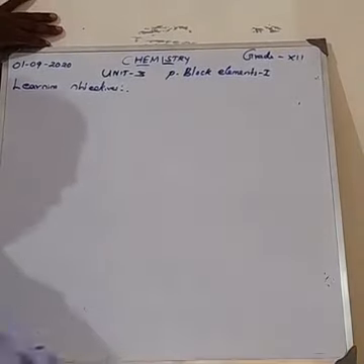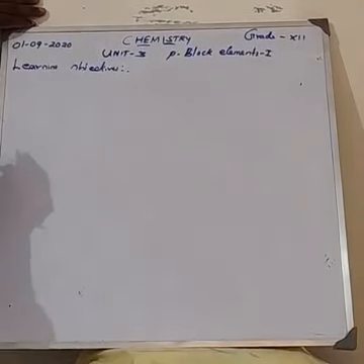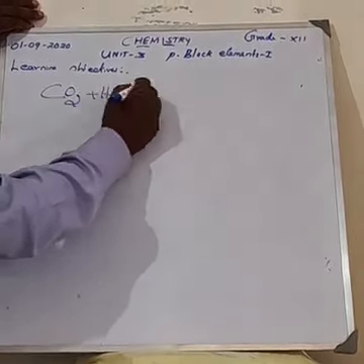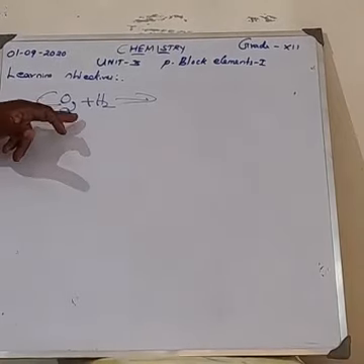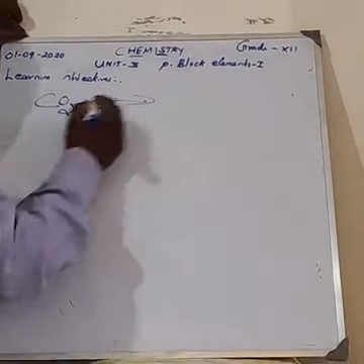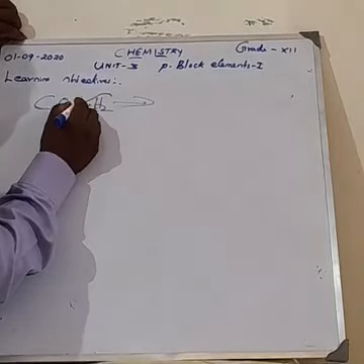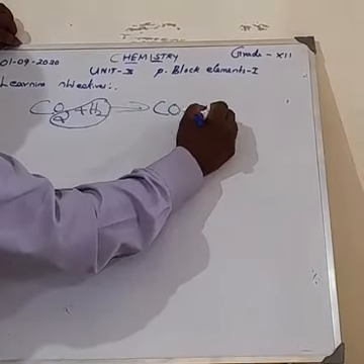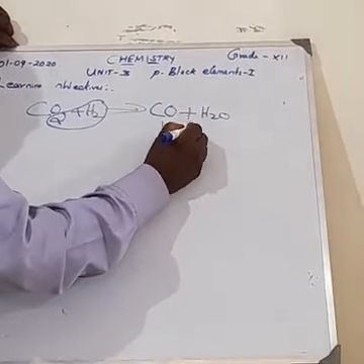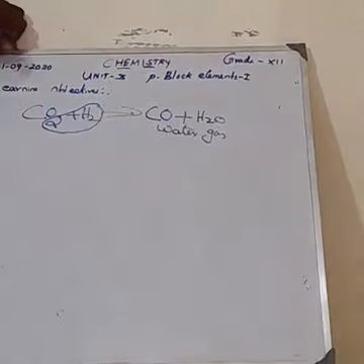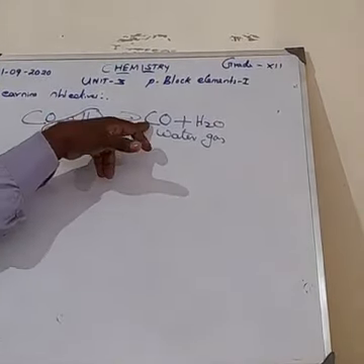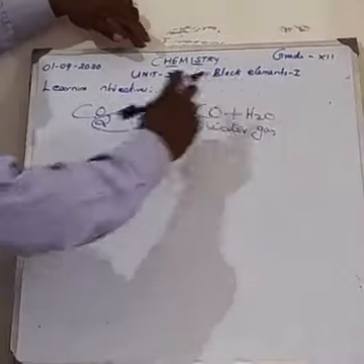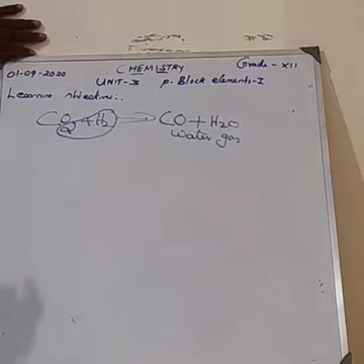Next one, water gas equilibrium. That is carbon dioxide reacting with hydrogen. Here the carbon dioxide reacts with hydrogen to form carbon monoxide, that is hydrogen combines with O, carbon monoxide plus water. This we are calling water gas. What is water gas? A mixture of carbon monoxide and water is called water gas. So very important, one of the important questions.